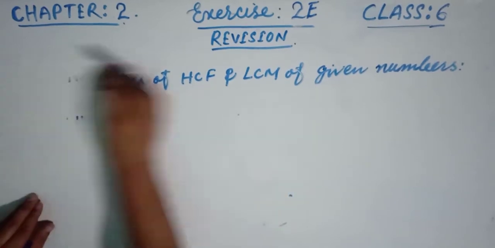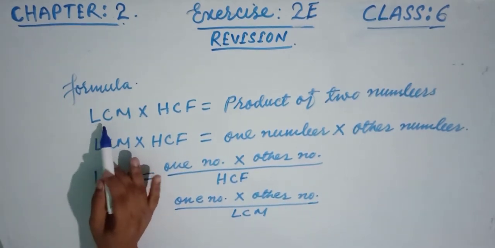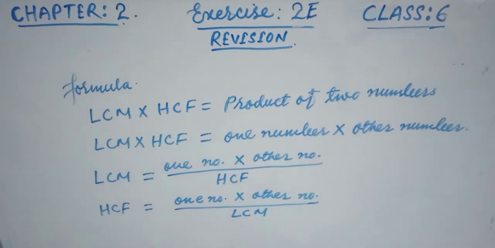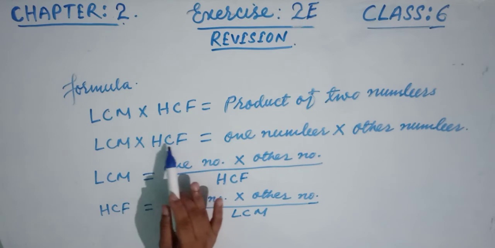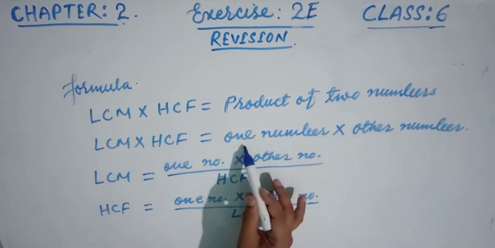Now come to the next point, friends. Next point, a very interesting formula. Now see friends, the last very interesting and important formula. Suppose LCM multiplied by HCF is equal to the product of two numbers. LCM multiplied by HCF is equal to one number multiplied by the other number, meaning this is the product of two numbers.